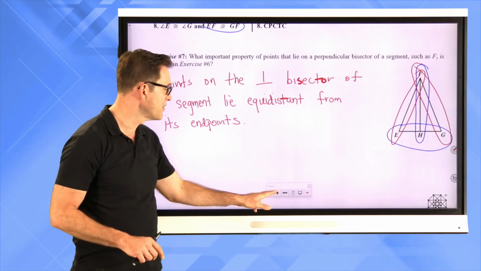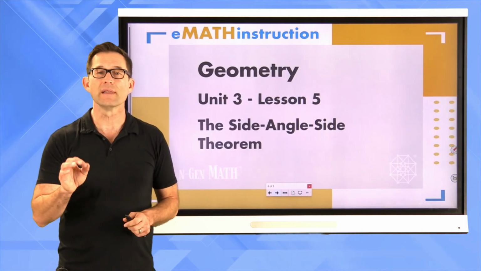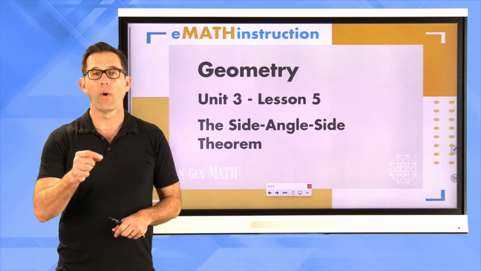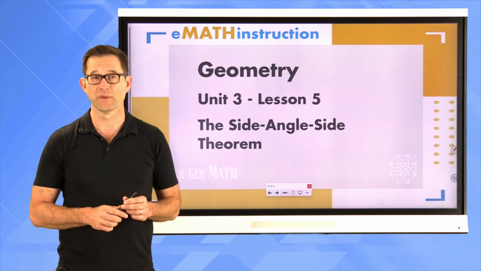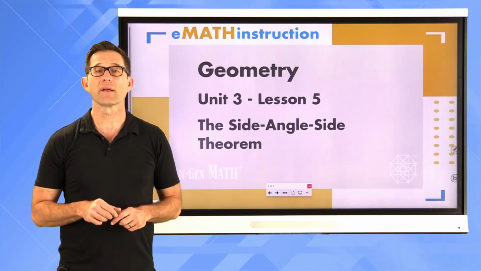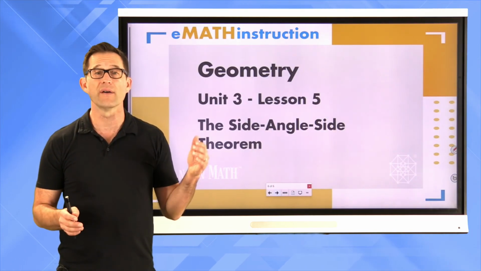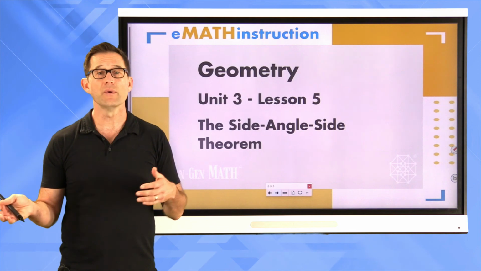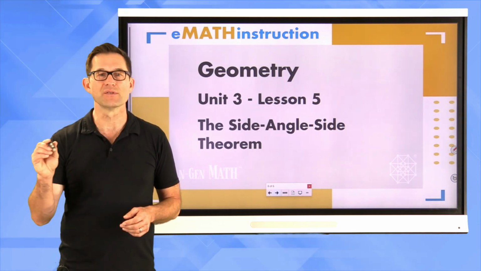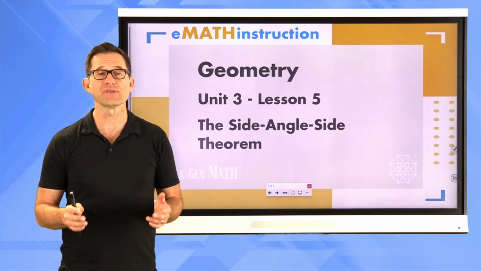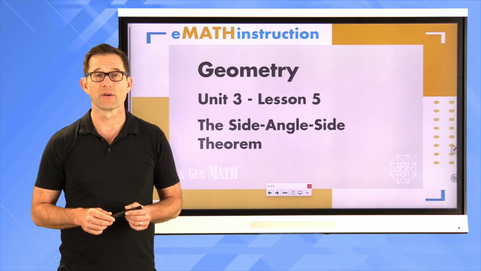All right, let's wrap this up. So we now have two ways of using limited information to prove that one triangle is identical to another triangle. The side-side-side theorem, which we saw in our last lesson, and the side-angle-side theorem, which we saw in this one. The side-angle-side theorem saying if I've got two pairs of congruent sides between two triangles, and the angle between those pairs of congruent sides is also known to be congruent, then we can conclude that those two triangles are congruent.